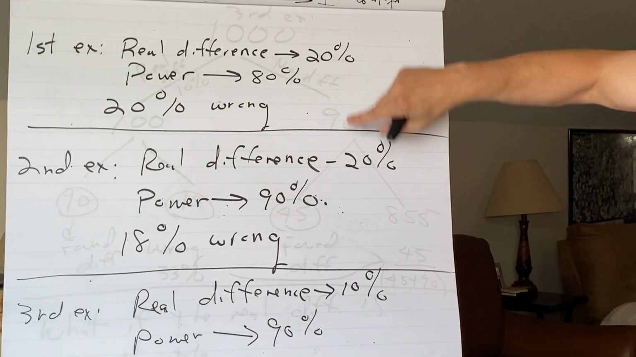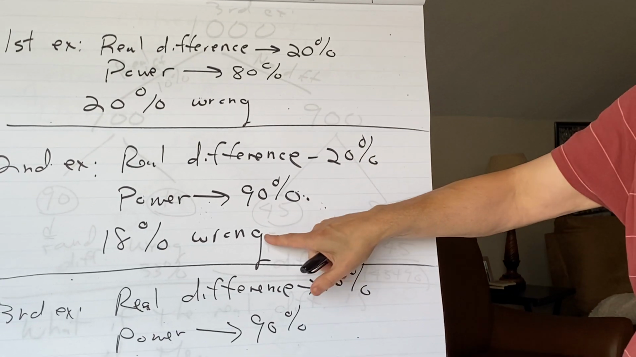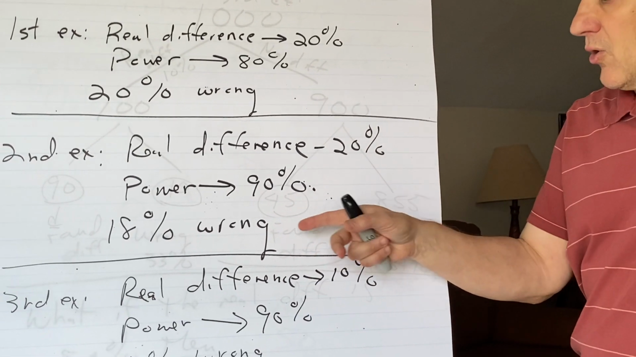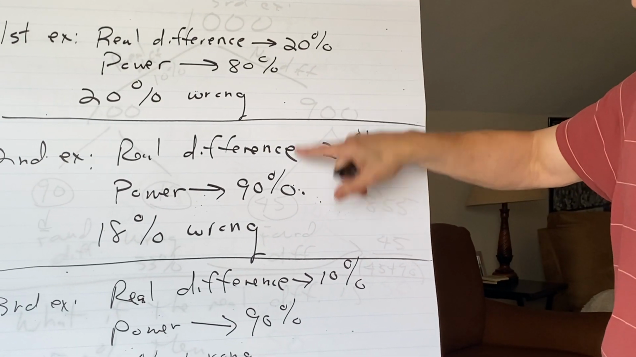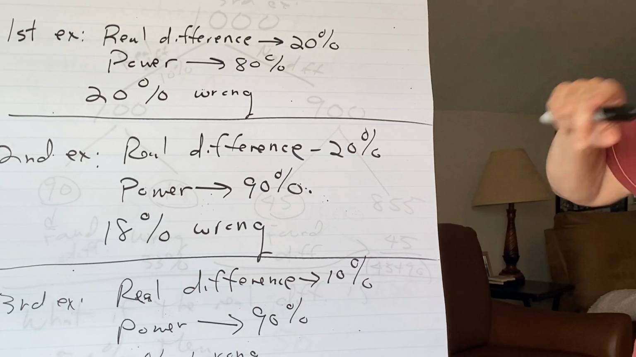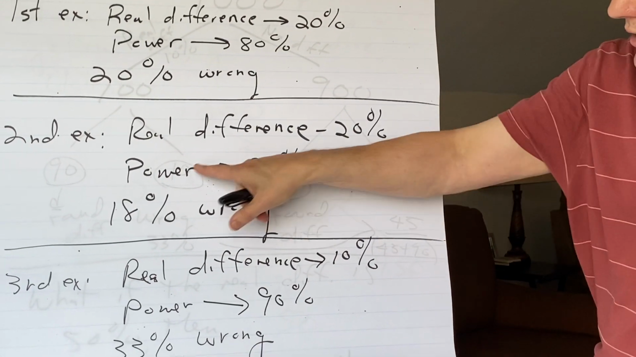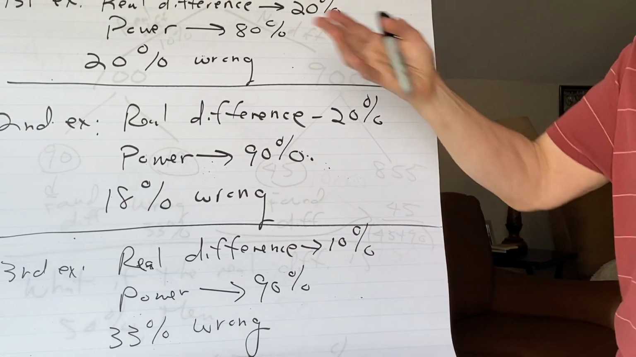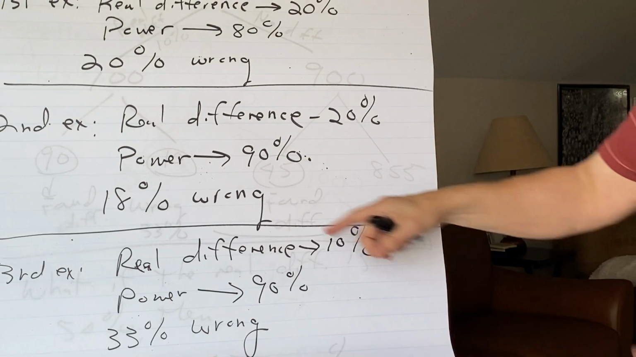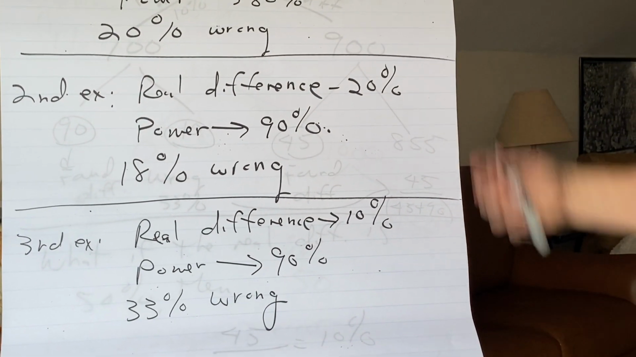So what happened? As we kept the real difference the same and we increased the power, we actually improved our error rate, so to speak, from 20 to 18. So increasing the power, keeping everything else the same here, will improve it, or we could look at it vice versa. If we had tried a power of 70% with a real difference of 20%, again, this is with 1,000 tests, we would actually be wrong more than 20% of the time, okay? So it would go in the other direction.